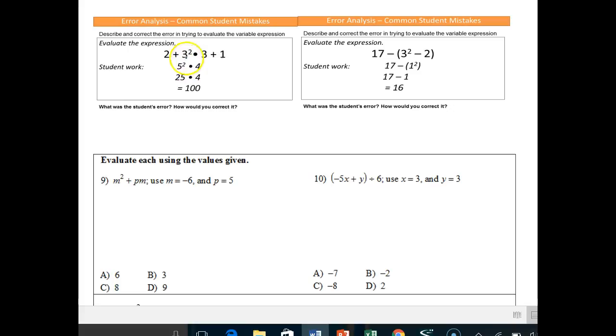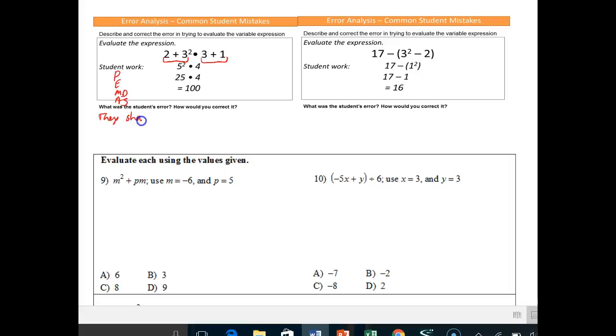So we have 2 plus 3 squared times 3 plus 1. The first step they did was make this 5 squared times 4, and then 25 times 4 is 100. It seems pretty logical. But it looks like they added first to get 2 plus 3 is 5. They also added this, 3 plus 1 is 4, and then they said, oh, I'll make that 5 squared 25 and 100. The error is they didn't follow PEMDAS. So PEMDAS says that they should have done exponents first.